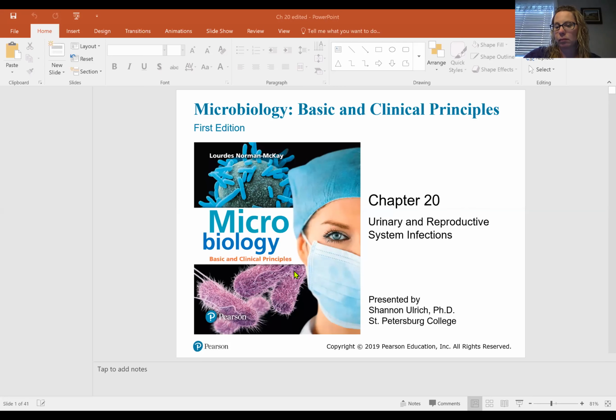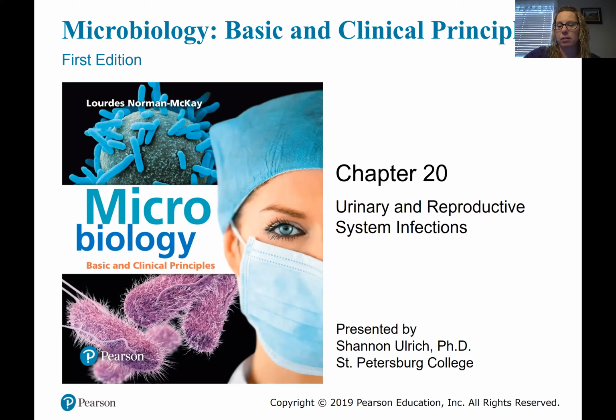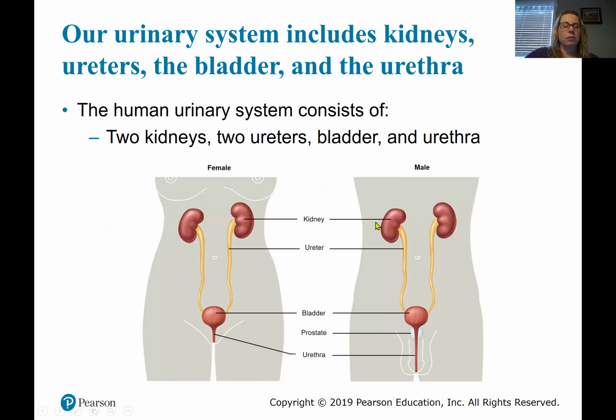Okay? So, chapter 20 is our urinary and reproductive systems. I know a bunch of you have had anatomy and physiology already, so that's good. We'll start out with the urinary system, and then we'll talk just a little bit about the reproductive system. So the human urinary system consists of 2 kidneys, the ureters, which drain the kidneys, the bladder, which you all know stores the urine, and then the urethra, which takes the urine out of the body.